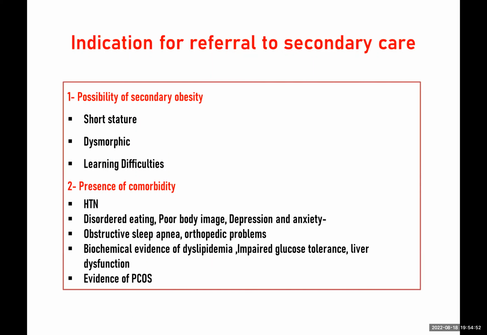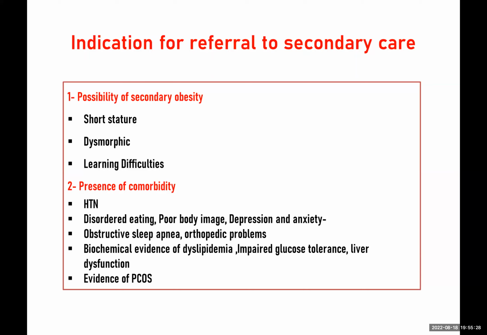If you are working, like in the situation in Sudan, outside of the endocrine center, in a rural hospital or a hospital outside the endocrine center, there are certain indications for referral to secondary care. If from the history and the examination there is a possible secondary cause for the obesity, short stature, dysmorphic features, learning difficulties, these children need to be referred to the higher center or secondary care at the endocrine center for further evaluation and investigation, and most likely they need a multidisciplinary team.